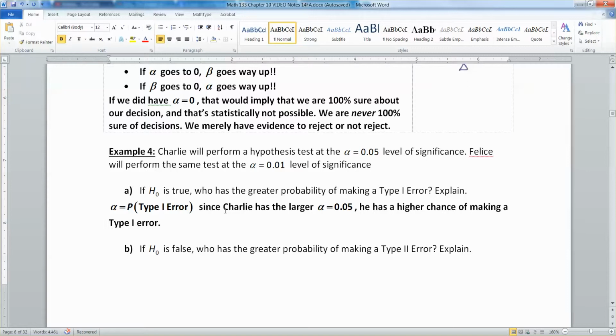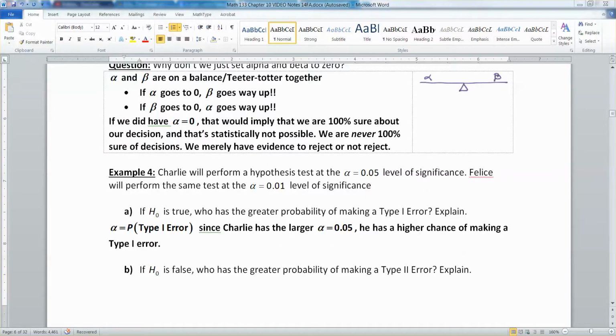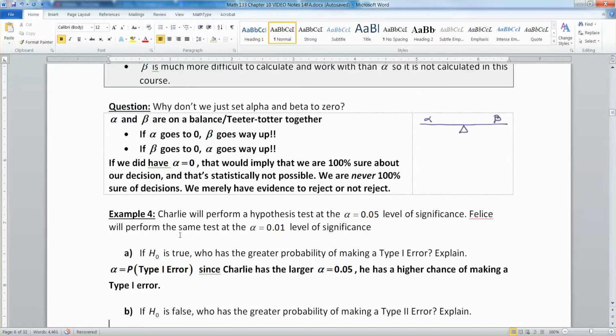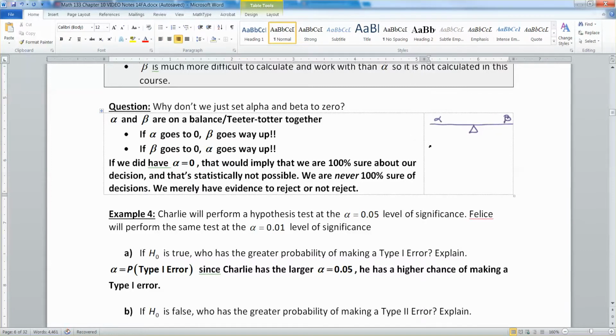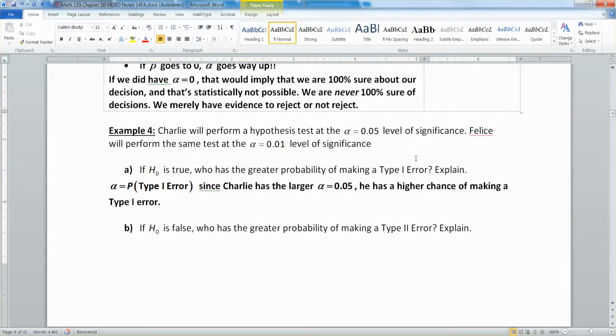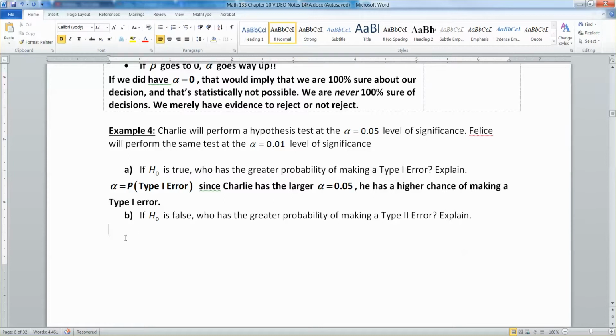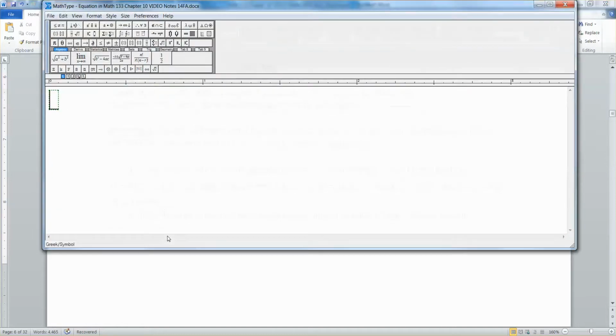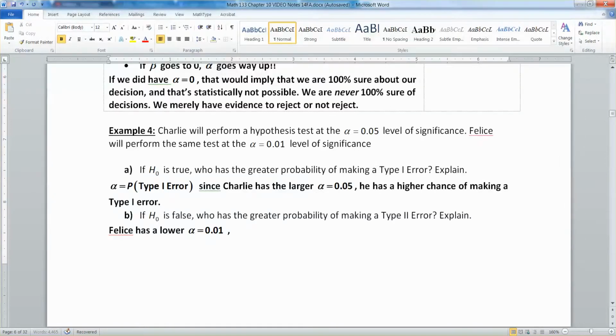All right, good. Now, who has the higher probability of making a type 2 error? Well, Felice has the lower alpha, which means probably, and this is not 100% the case all the time, but for our purposes, since they're on this teeter-totter together, if she has a lower alpha, she probably has a higher beta. Now, with testing for drug trials and stuff, it's not always working like this, but for us, we'll think of it this way. So Felice has a lower alpha, which was only 0.01.